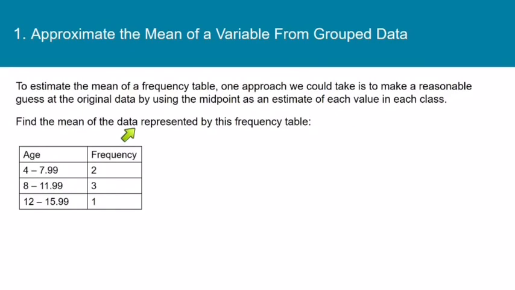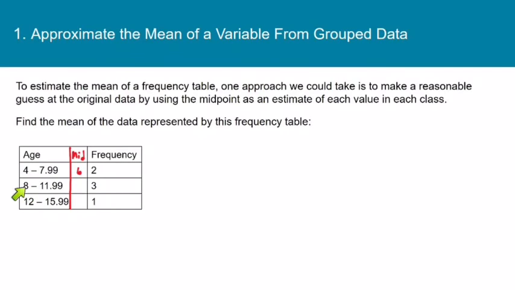So now we're going to find the mean of the data represented in this frequency table. My first class contains 2 values, the second class contains 3 values, and the third class contains only 1 value. And we have no way of knowing what those values were. However, we could make a guess at each of these values by looking at the midpoint of each class. Now this class goes from 4 to nearly 8, so halfway in between 4 and 8 we find the value 6. So 6 will be the midpoint of the first class.